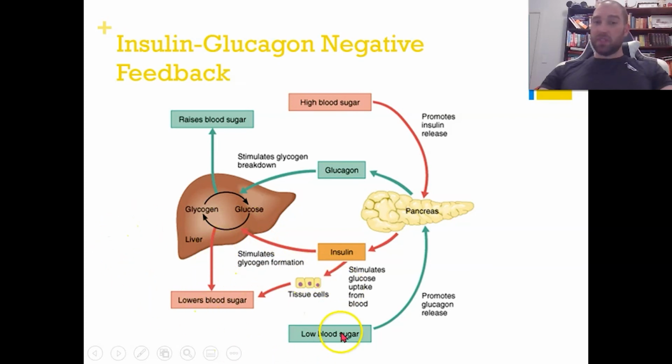If the blood sugar level gets too low, that leads to glucagon being released by the pancreas, which leads to more glycogen breaking down to release glucose, so that glucose goes back into the blood, and that leads to the blood sugar level increasing. These act to balance out big peaks and troughs in blood glucose level so that our blood glucose level is pretty consistent most of the time.